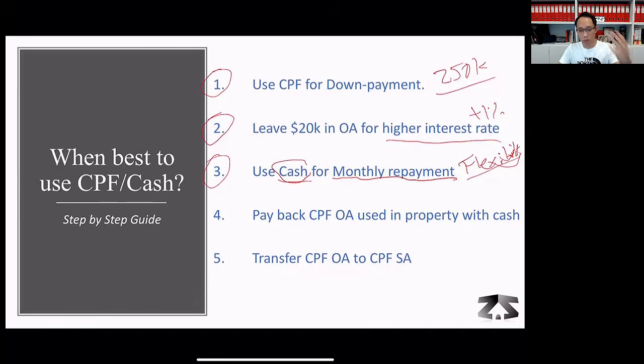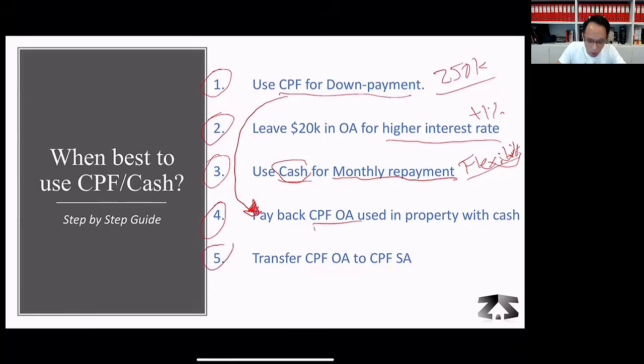Now, if you are even more affluent, you have more cash lying around, what you can do is level 4. Remember, we use CPF for the down payment at the start. All right, so this comes back here. You already use full cash for your monthly repayment. You have excess cash. You can pay back, with cash, the CPF OA that you used for your down payment at the start. Again, this is just done through the e-service on cpf.gov.sg. It's very, very easy. All right, this is level 4.